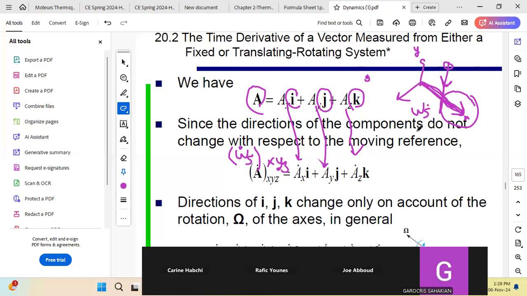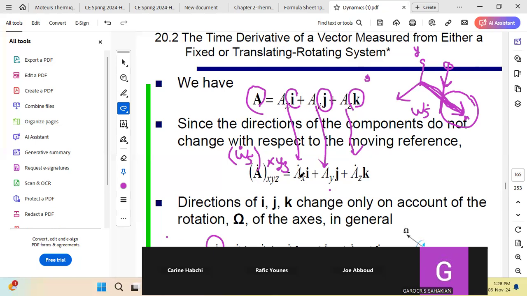If i, j, k are just translating, then their derivative will remain zero. Only if they are rotating will their derivatives not be zero. So whenever you have rotation of your frame, you need to consider that the absolute derivative of a vector A in the absolute frame can be decomposed into two parts, because when you derive this, it's like u times v.